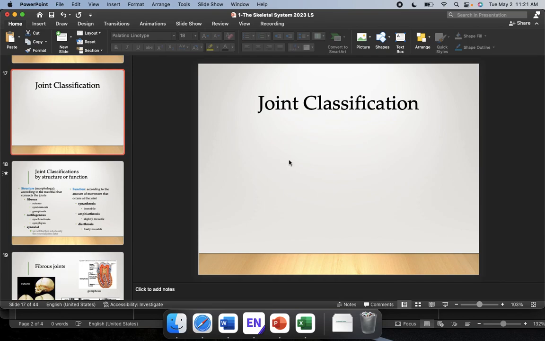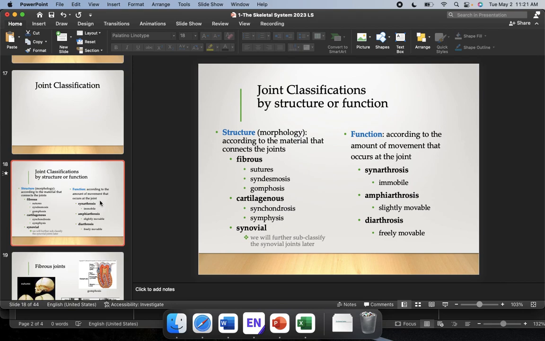This short video is going to be covering the topic of joint classification. There are two main ways in which we might classify a joint. Those two ways include by structure or function. When we classify a joint by structure, we're talking about the material that connects the joints. There are three main types of structural joint classifications. Those include fibrous joint structures, cartilaginous joint structures, and synovial joint structures.